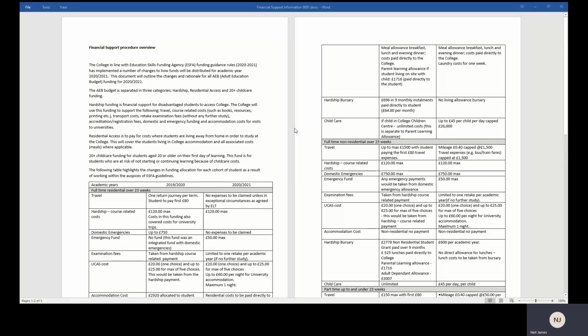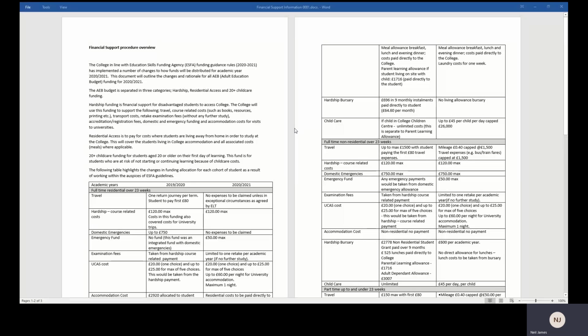So basically, the AEB budget is set out into three categories, which is the hardship category, the residential access, and the 20+ childcare funding. We also receive funding for students who are on advanced learner loans, which is the ALLB fund. I'm going to talk about both of those funds because they run pretty much in parallel with each other, other than a few minor differences within the adult learner loan budget.